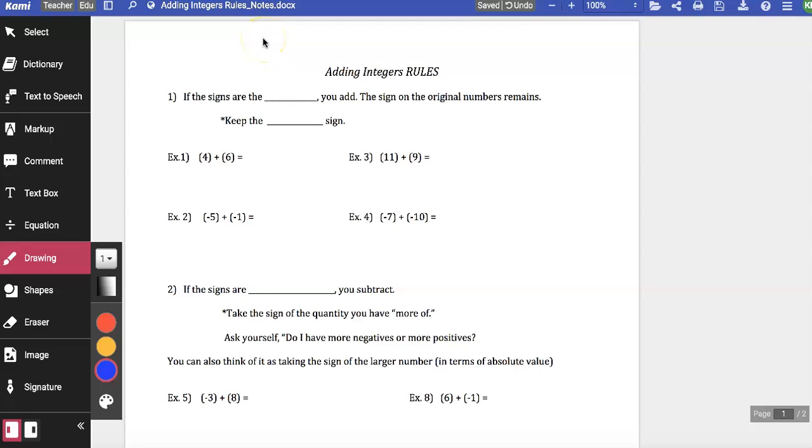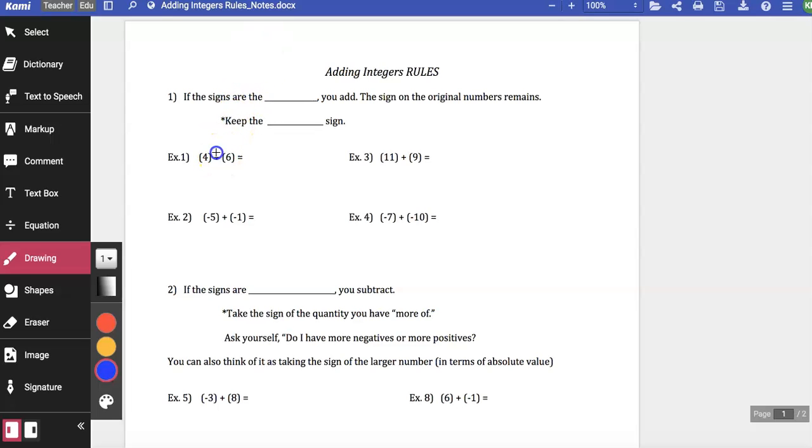So far, we've been working on adding integers using modeling, like a number line and integer chips. Today, we're going to write out our adding integers rules, because in 7th grade, you're expected to move to using the rules. So today, we're focusing on adding integers. Let me show you what that means.